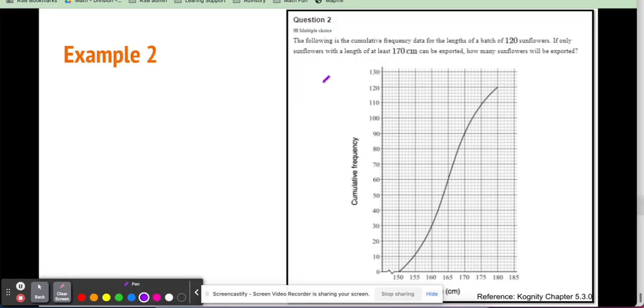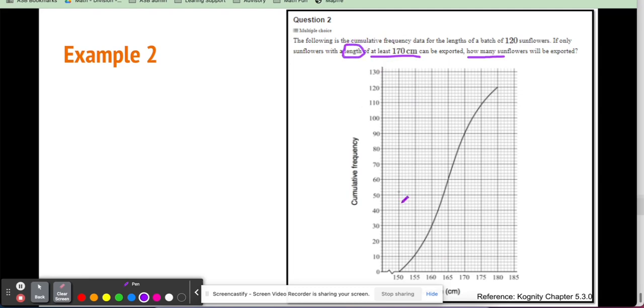Our next example, the following is a cumulative frequency data for the length of a batch of 120 sunflowers. If only sunflowers with length of at least 170 can be exported, how many sunflowers will be exported? Okay, so sunflowers with a length of at least 170. At least 170, that means 170 or more.